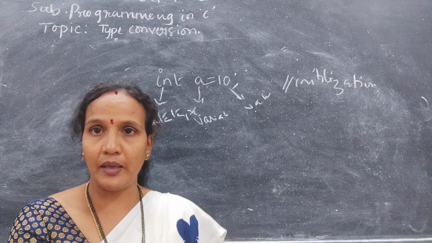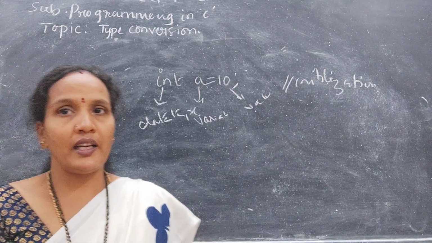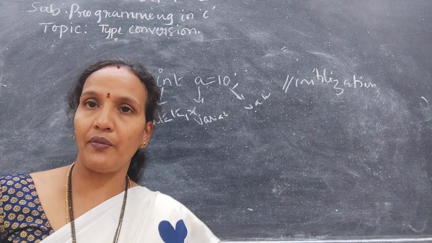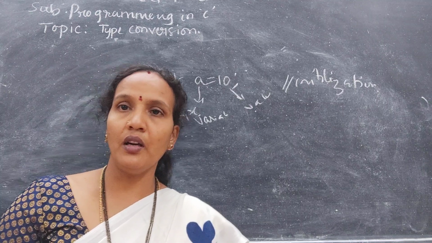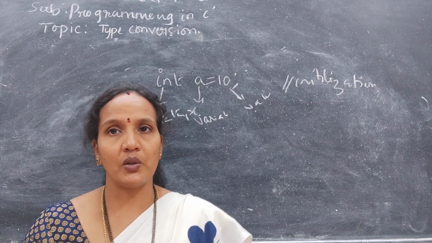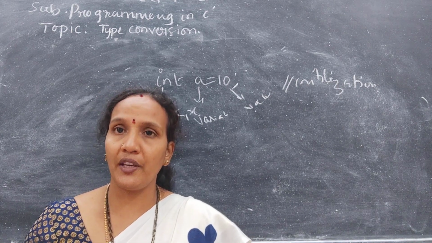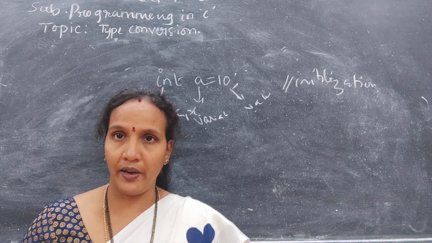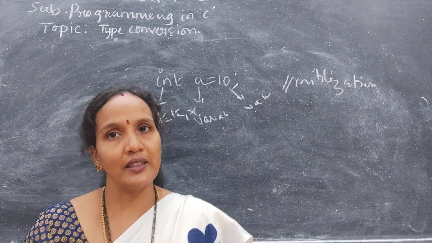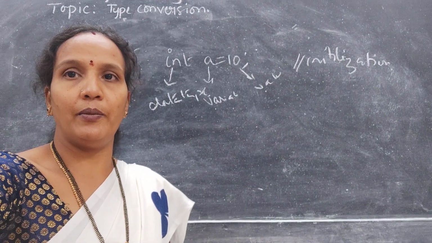What is the type? Type is the data type of a variable. What is the data type? Data type is nothing but what type of value you want to store in a variable and how much memory you are giving to the variable. That is called a data type. Understood? The type of a variable is nothing but what type of value you are going to store in that variable. It is also called the data type of a variable.